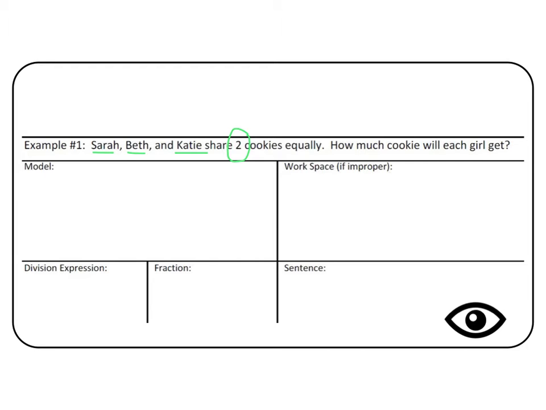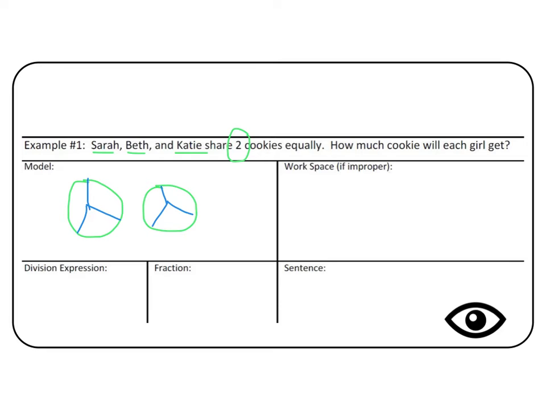So if we stop and we think about this, we have 3 people and 2 cookies. So that means that not everybody's going to get their own cookie, but they're cookies. We don't want to not have enough, so we're going to share them. So let's think about this. If I have 2 cookies, I can draw them in a circle. And I want to share them. Okay, that means I could divide them. So I'm going to cut up each cookie into 3 pieces.